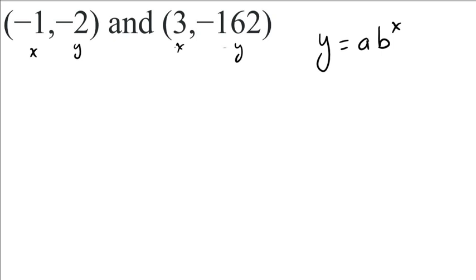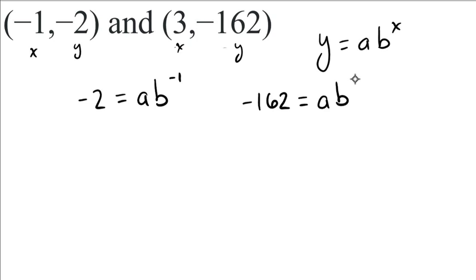So if I plug in, for example, the values from this first point, I get y is -2, and that's going to equal a times b to the -1 power. Y equals ab to the -1 power. The other equation that I get when I use the second point is -162 equals a times b to the third power.